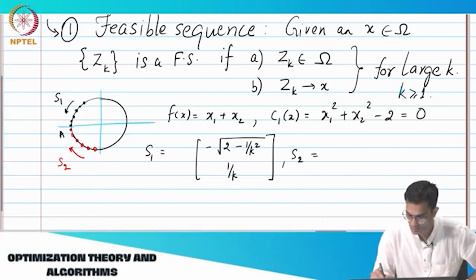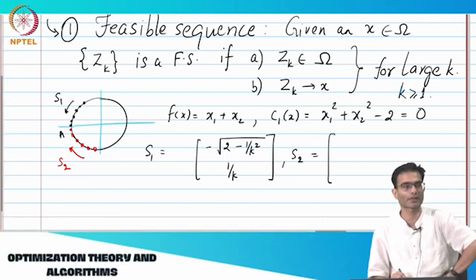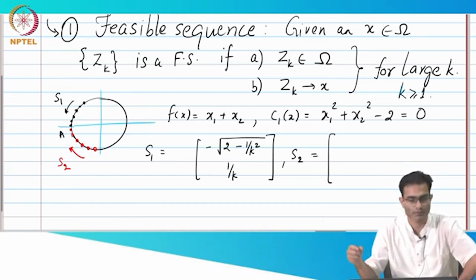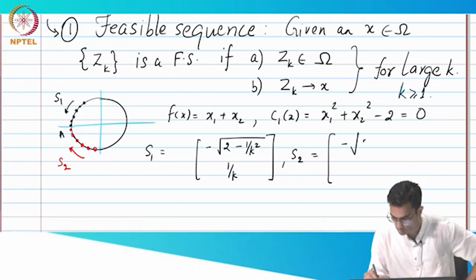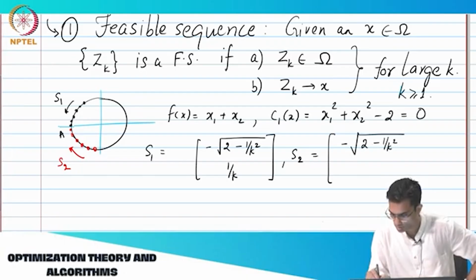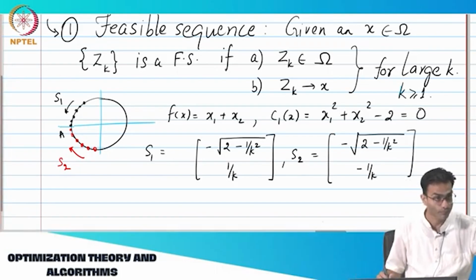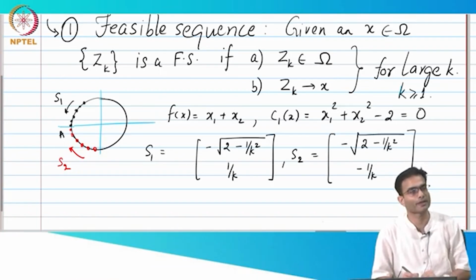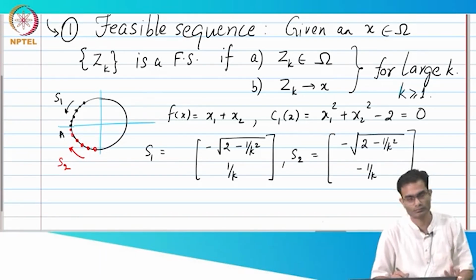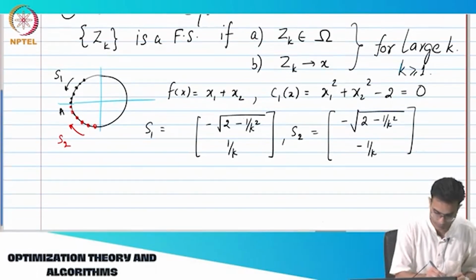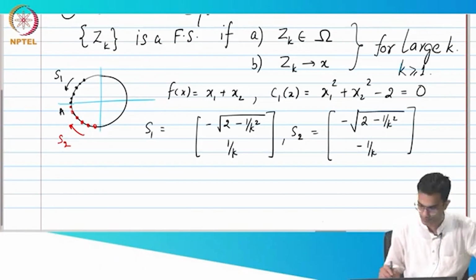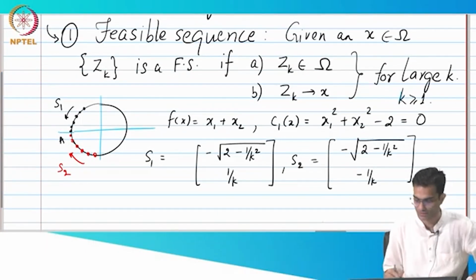Similarly, to get S2, there is not much different that I would do. Just flip that 1 by k to -1 by k. The feasible sequence can be defined at any point on the feasible set, including the solution point. So this is an example of several feasible sequences.